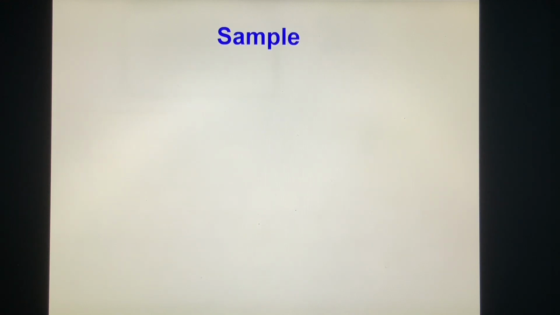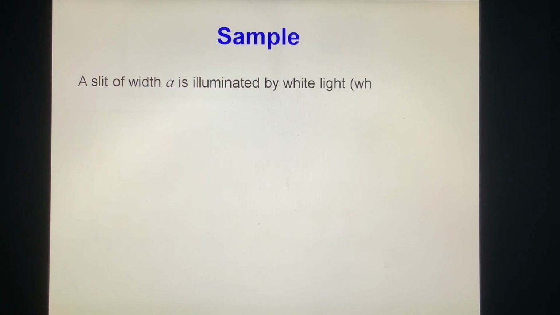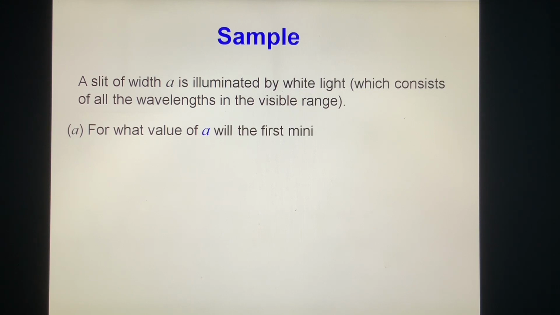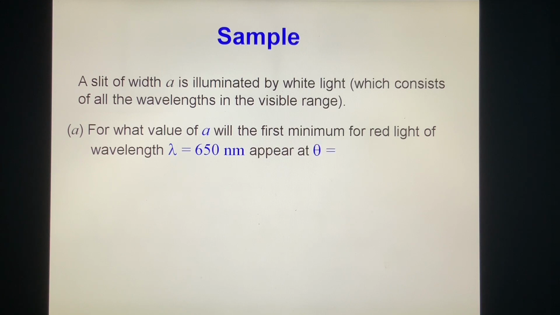Example: a slit with width a is illuminated by white light, which consists of all wavelengths in the visible range. Question A. For what value of a will the first minimum for the red line of wavelength lambda 650 nanometer appear at theta equals 15 degrees?